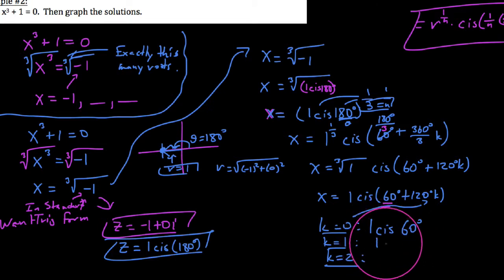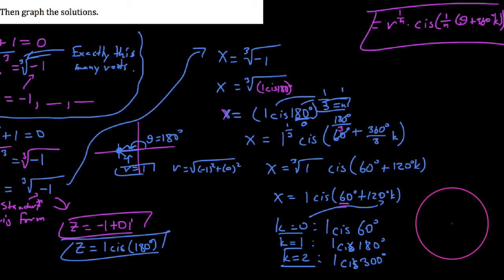We also get 1 cis 60 degrees plus 120 degrees times 1, which is 180 degrees, so cis 180 degrees. And then we also get 1 cis 60 degrees plus 120 degrees times 2, which is 240, and this gives us 300. I apologize for the handwriting here.